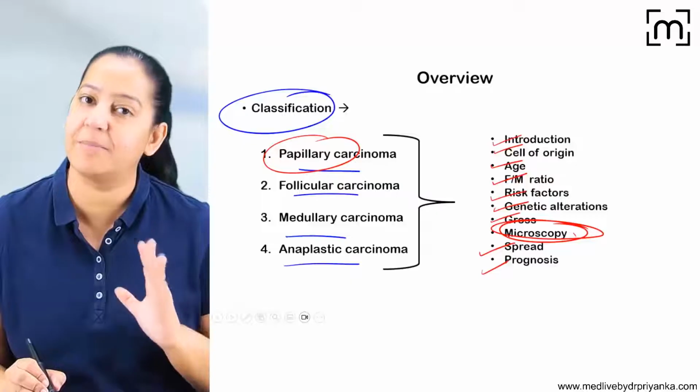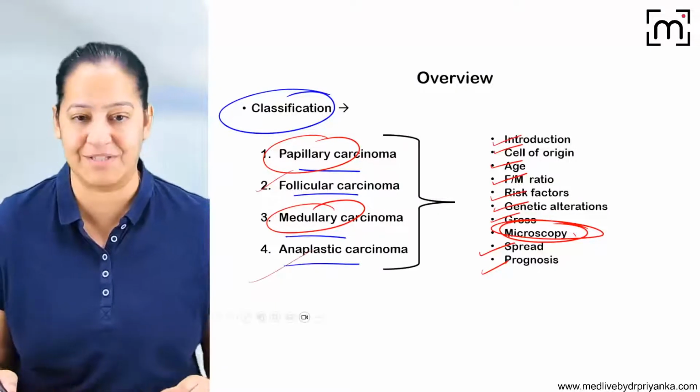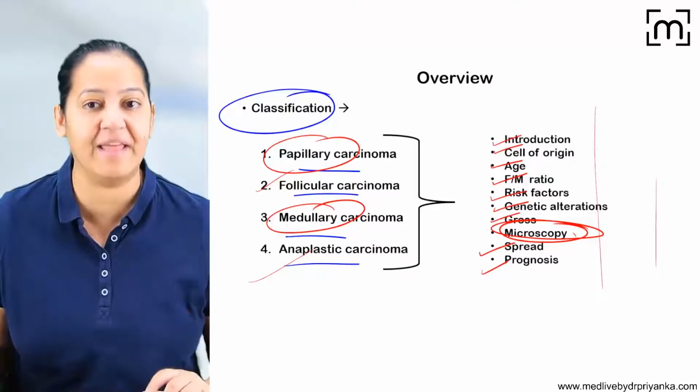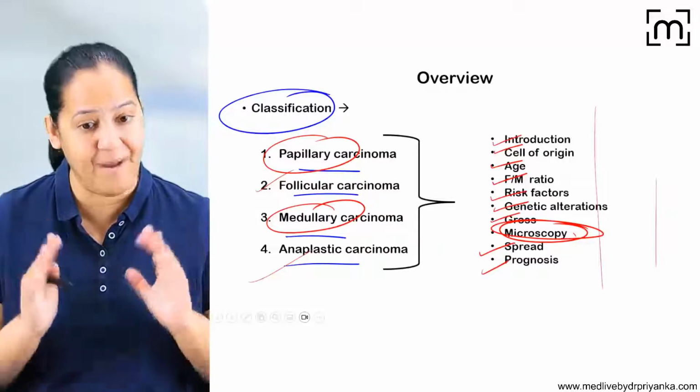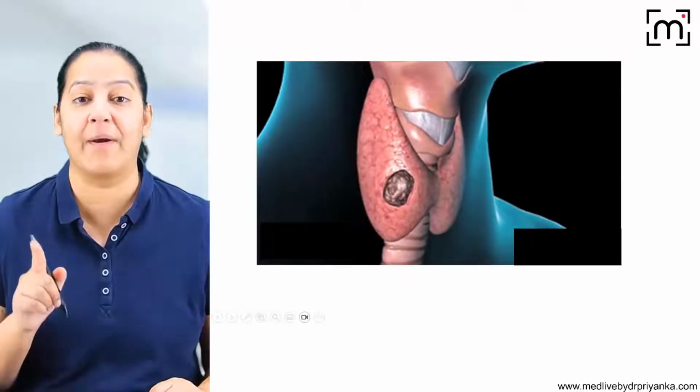So usually the question comes on the papillary and also on medullary, but really the question can come on follicular and anaplastic also. So we will be covering all 4. Rather, we will make a comparative table in the end to compare all 4. You will have a better retention. So let's start it. So I am teaching you the topic thyroid neoplasm.